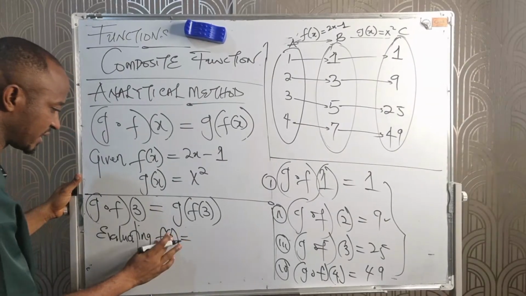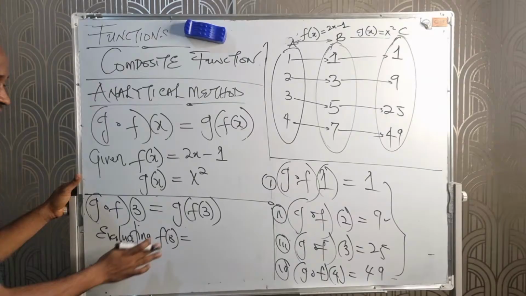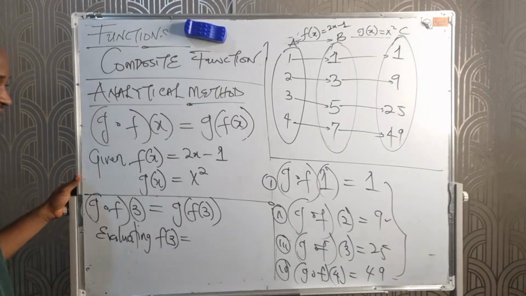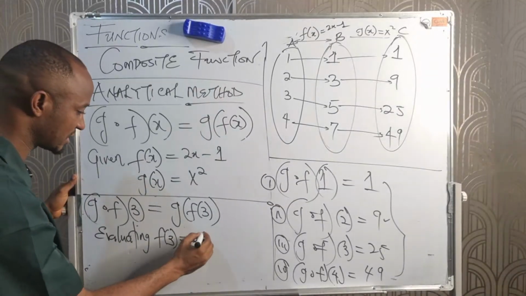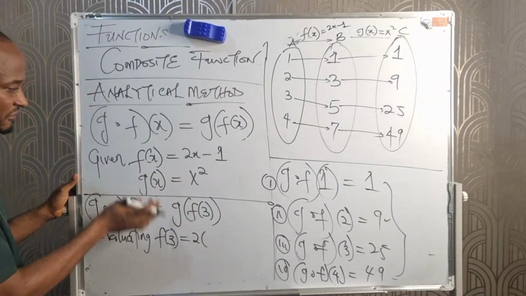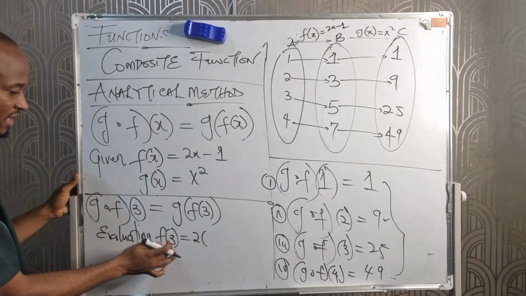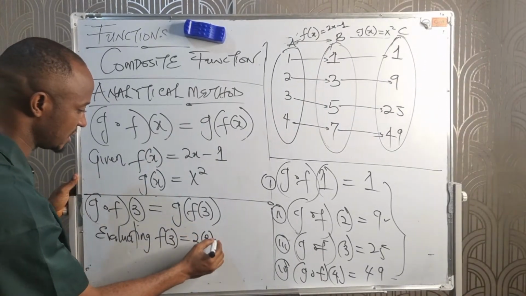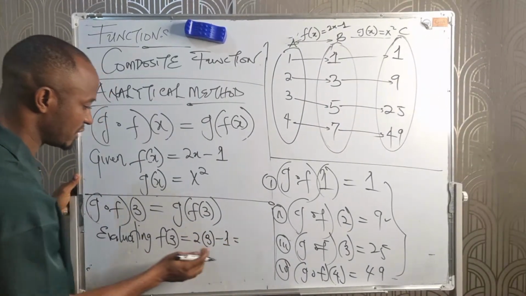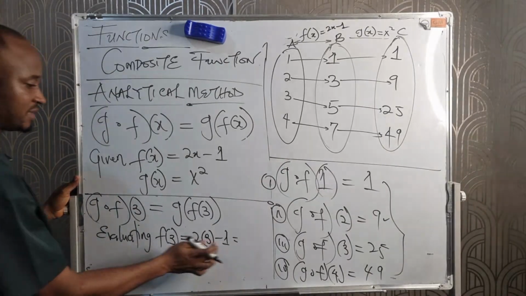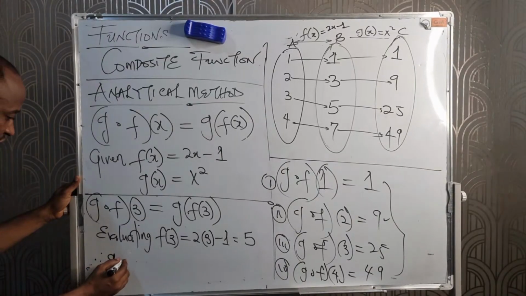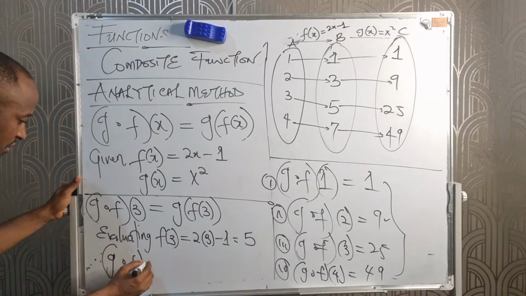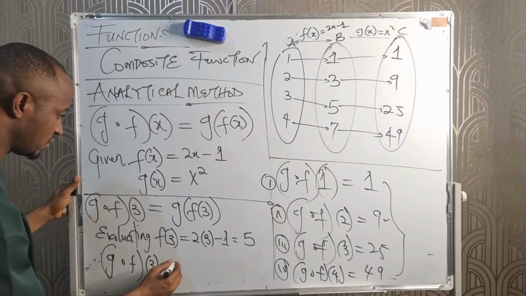To find f of 3, what am I going to use? In the comment section, who can tell me? I'm going to use my f of x, right? Meaning 2 times, in my f of x, anywhere I see x, I'll put 3. So 2 times 3 minus 1. And that will give us 2 times 3 is 6. What is 6 minus 1? We have 5.